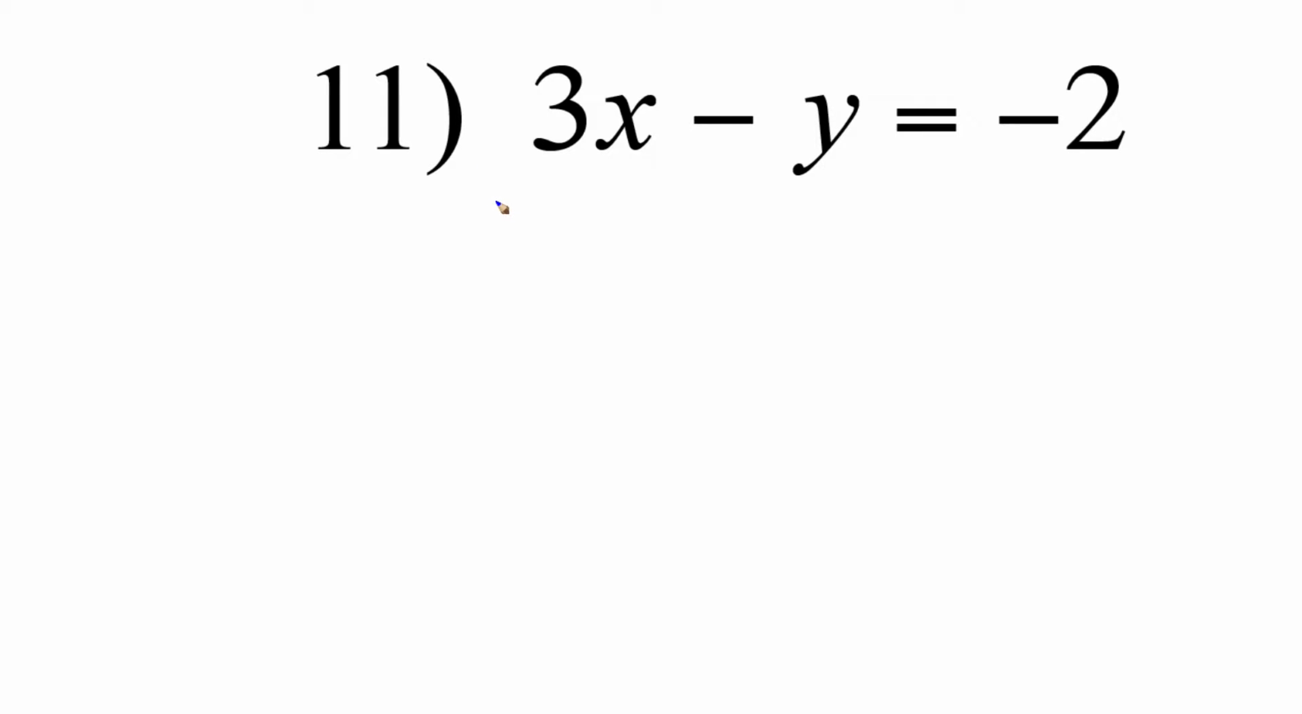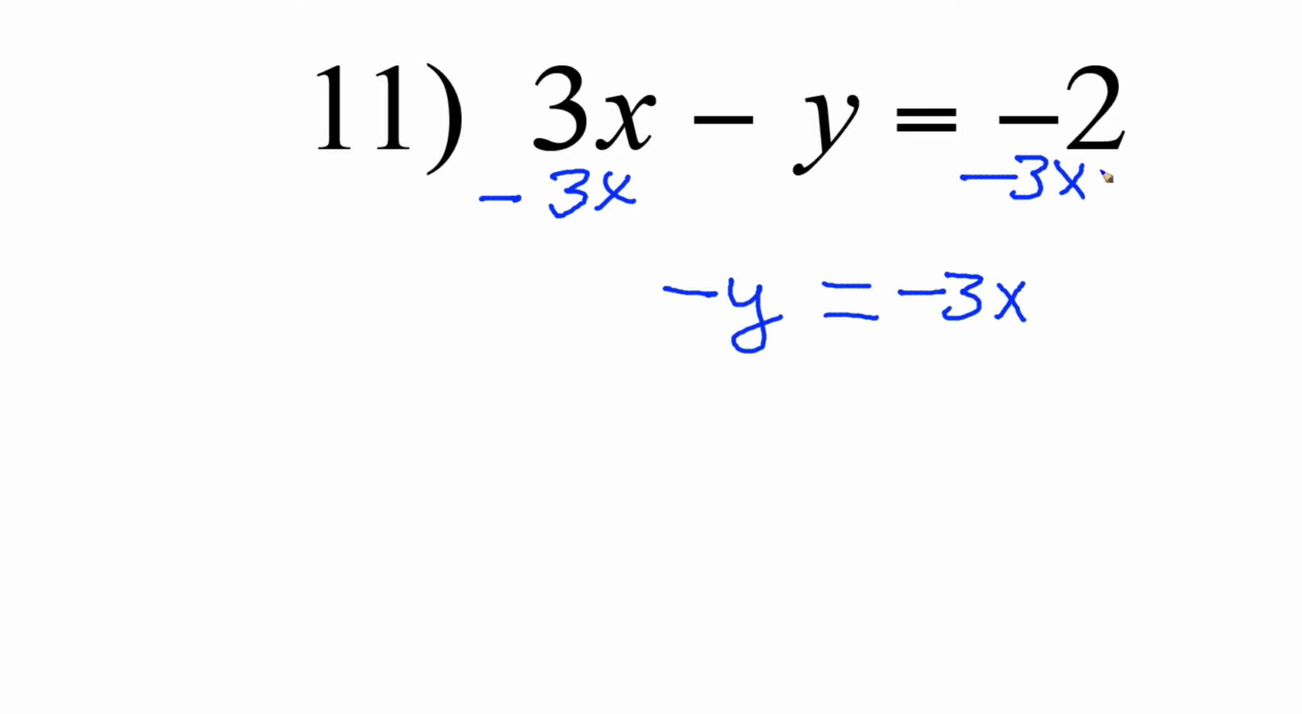Opposite of x, step 1, so negative 3x. If it's a negative, you do a positive. Negative 3x, opposite of x, leaving us with negative y equals negative 3x. X always comes first, always first, and then a negative 2.